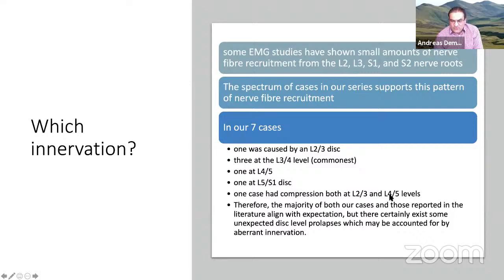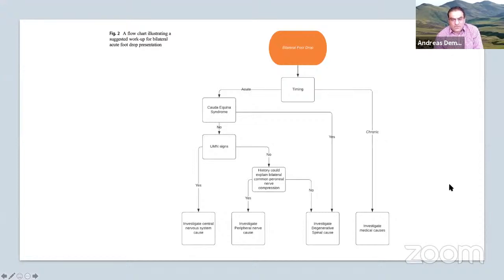So the majority of both our cases and those in the literature align with expectation. However, the learning point here is there is definitely some unexpected disc level pathology. And the question is, could this come from aberrant innervation? So the flow chart is very simplistic. I don't expect anyone to be amazed here, but this is a very simplistic way of thinking.